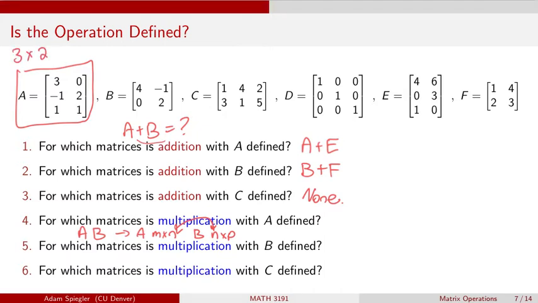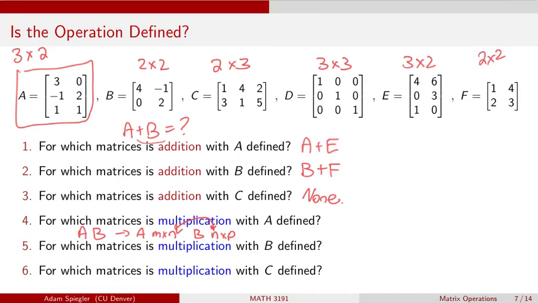Matrix A has 3 rows and 2 columns. Matrix B is a square 2 by 2 matrix. Matrix C has 2 rows and 3 columns. D is a square 3 by 3 matrix. E is a 3 by 2 matrix. It has 3 rows and 2 columns. And lastly, matrix F is a square 2 by 2 matrix.